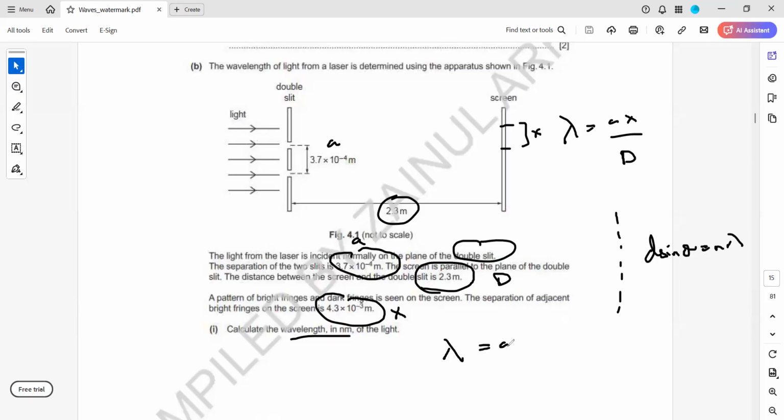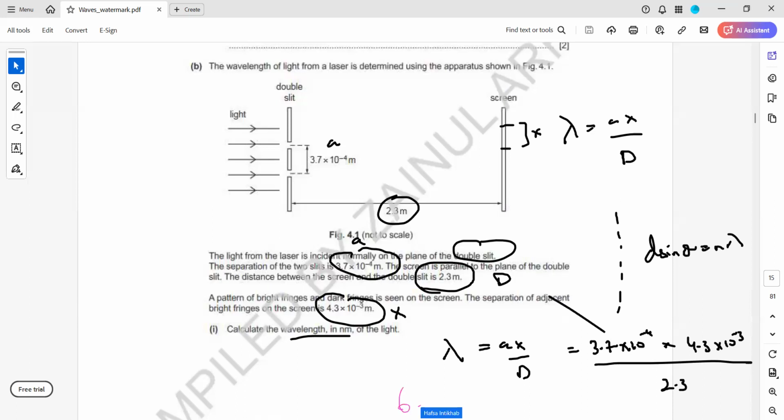So our direct formula is lambda equals AX over D, where A is the spacing between the slits, that is 3.7 exponent minus 4. X is the spacing between the fringes, that is 4.3 into 10 to the power minus 3. And D is the distance between the screen and the slits, that is 2.3 meter. What's the value for lambda? 692 nanometer, 6.92 exponent minus 7 meter. Yeah, that's right. And because the question says give your answer in nanometer, it will be 692 into 10 to the power minus 9 meter, or nanometer.